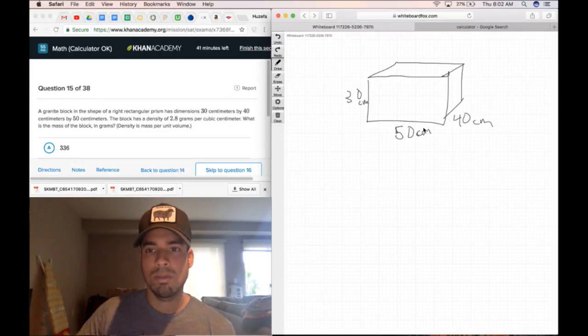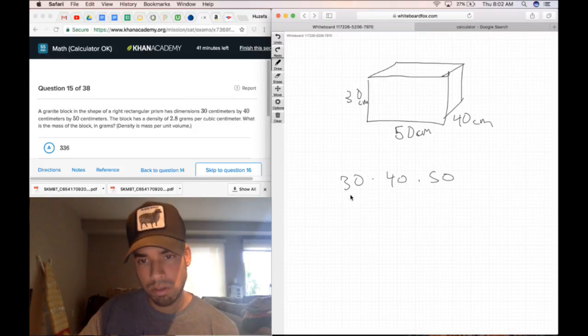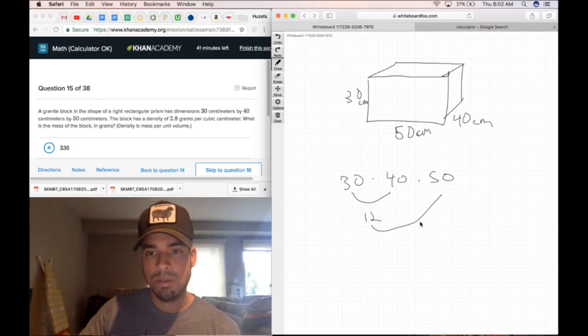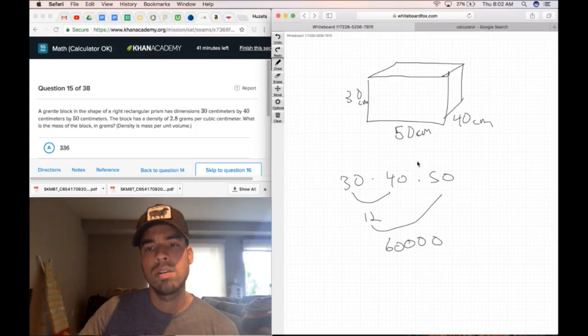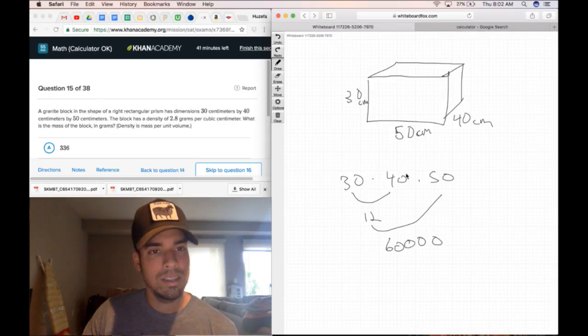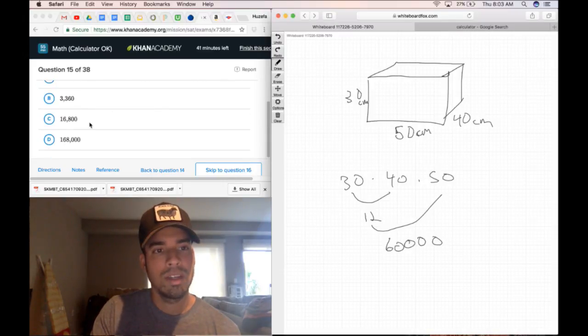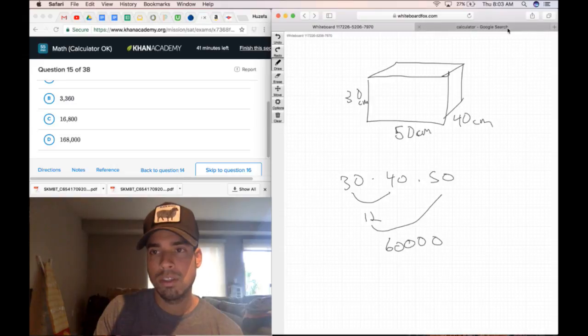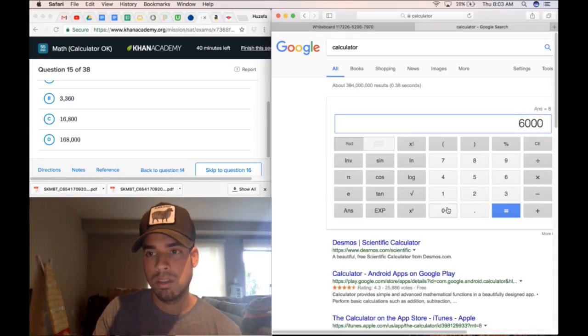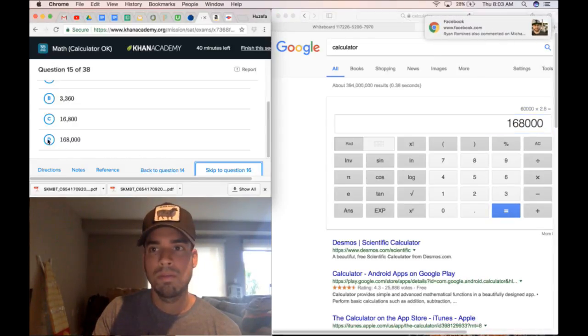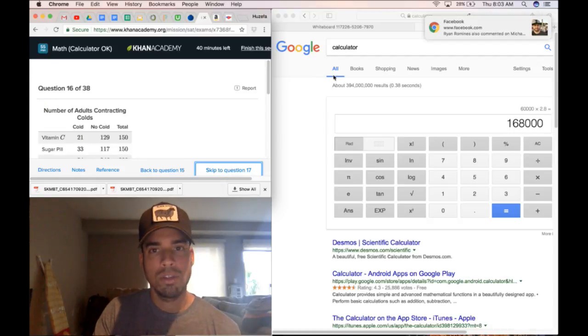So it's literally this: 30 times 50 times 40. 30 times 40 times 50. Now you can use a calculator if you want. You can also do it in your head. This is 12, and then 12 times 5 is 60, and then you add the 3 zeros: 1, 2, 3. Right? And so it's 60,000 cubic centimeters, and then we multiply this times, wait, why are you giving such small values? Yeah, 60,000 times 2.8. It's got to be this, but let's actually use the calculator just to double check. Times 2.8 is 168. So there we go. Boom. Question number 16.